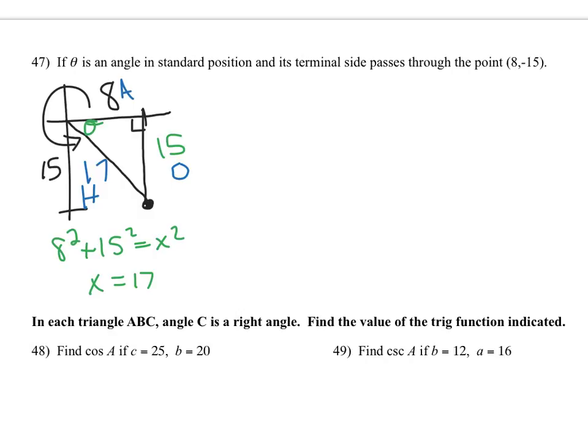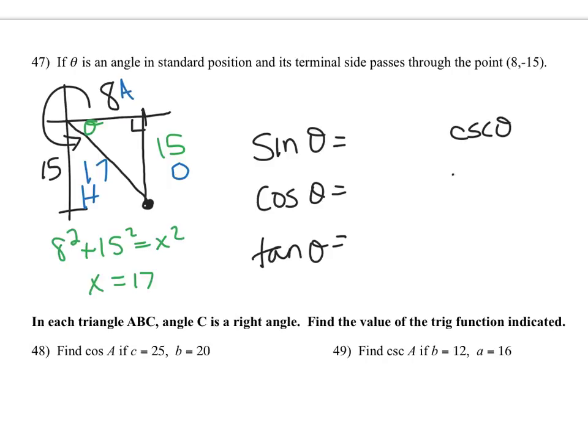And now we just write them all. So sine, cosine, tangent. Cosecant is the flip, secant is the flip, and cotangent is the flip.